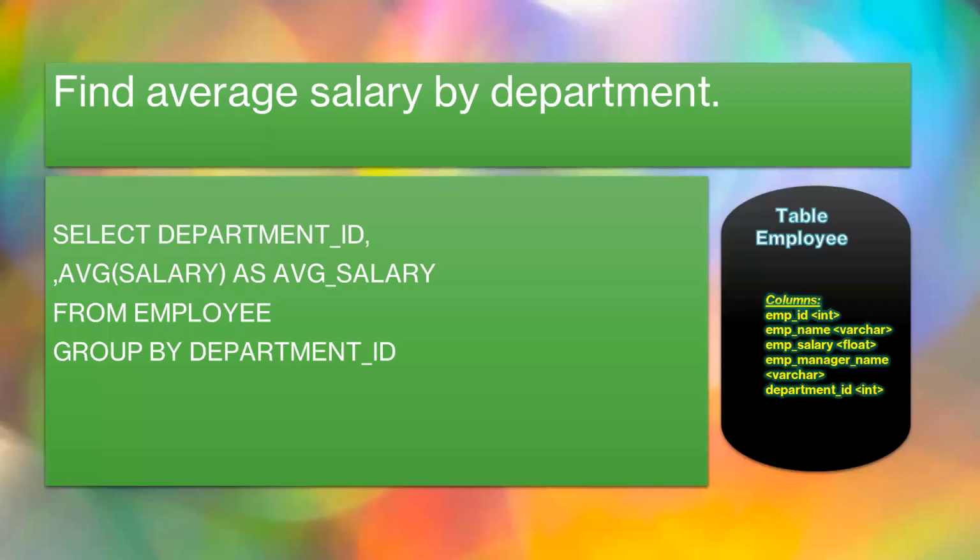And this is our solution. The solution says select department ID, comma, average of salary as average salary from employee, group by department ID. As you could have already made out, this question is testing your aggregation operation understanding.